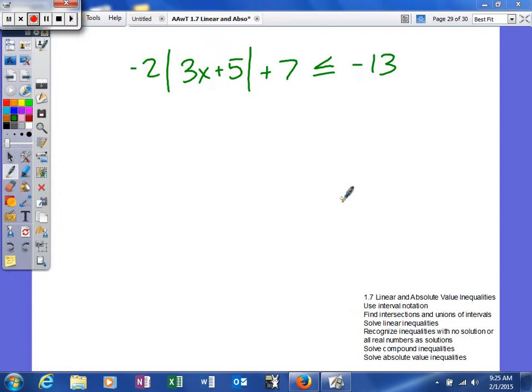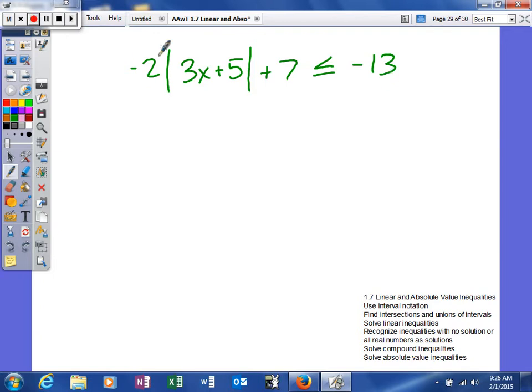Alright, last example. Again, what we're trying to do is solve this absolute value inequality. The first thing we have to do, if you stopped right now and just looked, you would say, well, here, this is less than a negative. Well, that answer is obviously no solution. But what we have to do is get our absolute value by itself.